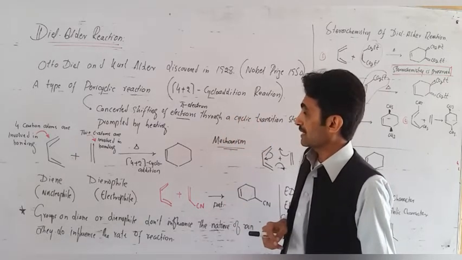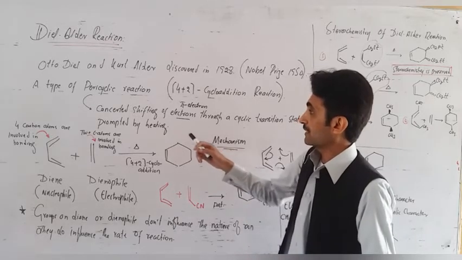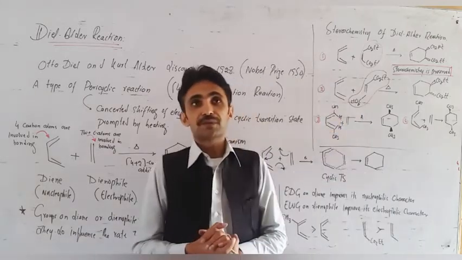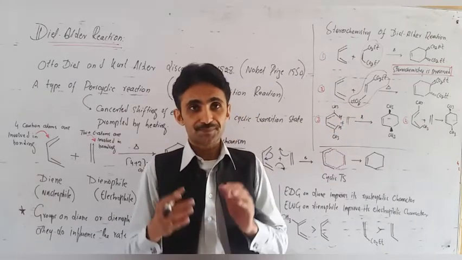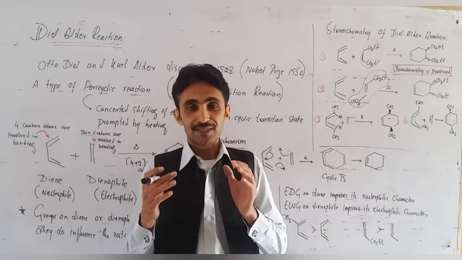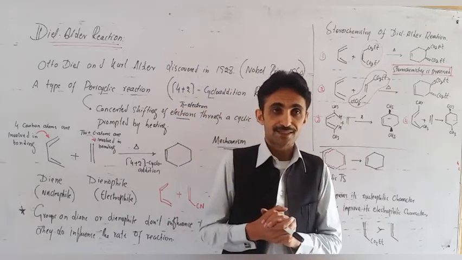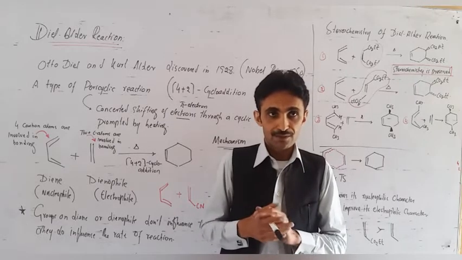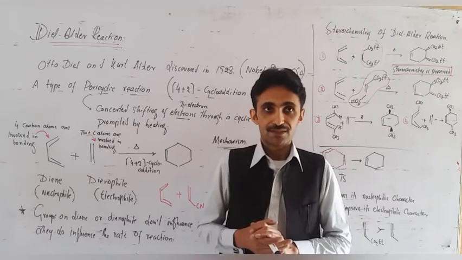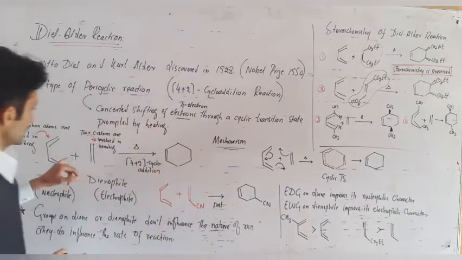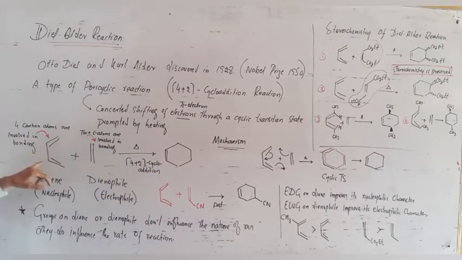When we talk about pericyclic reactions, basically a pericyclic reaction involves the concerted shifting of electrons through a cyclic transition state. Pericyclic reactions are those reactions in which heat is required. In other words, the substrates are made to react with the help of heating. When you heat the substrate, it undergoes a cyclization type of reaction and gives rise to a product. So the Diels-Alder reaction is also a type of cyclization reaction which involves a diene and a dienophile. These are the two important substrates: one is diene and another is dienophile.